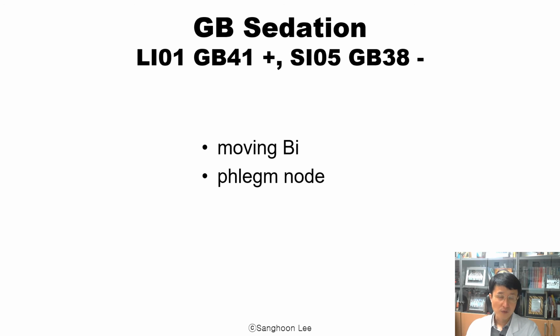GB sedation formula is reinforcing large intestine 1, gallbladder 41, and reducing small intestine 5, gallbladder 38. It can treat moving pain and phlegm nodes.